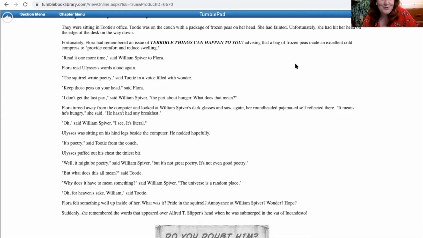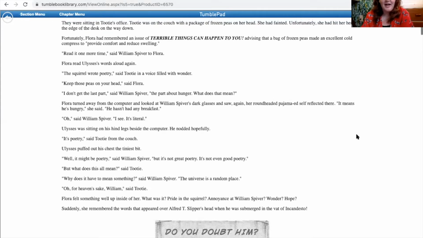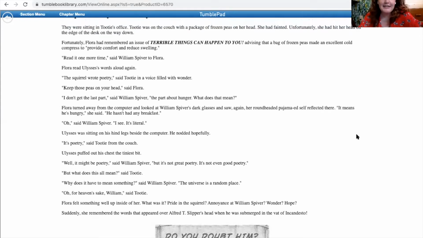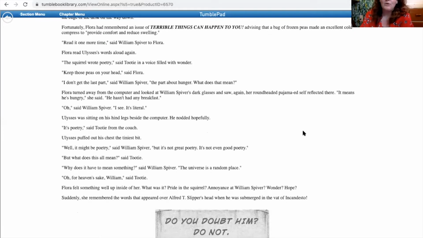So chapter 21. They were sitting in Tootie's office. Tootie was on the couch with a package of frozen peas on her head. She had fainted. Unfortunately, she had hit her head on the edge of the desk on the way down. Fortunately, Flora had remembered an issue of Terrible Things Can Happen to You, advising that a bag of frozen peas made an excellent cold compress to provide comfort and reduce swelling. "Read it one more time," said William Spiver to Flora. Flora read Ulysses' words aloud again.